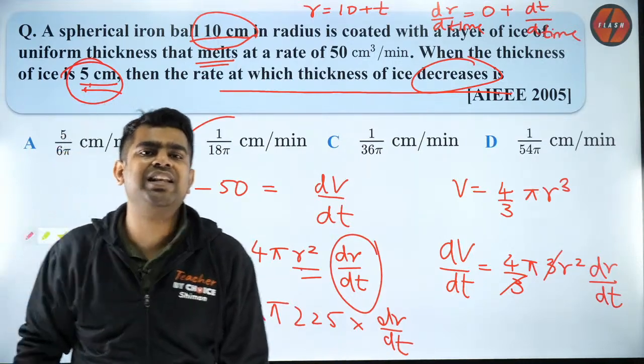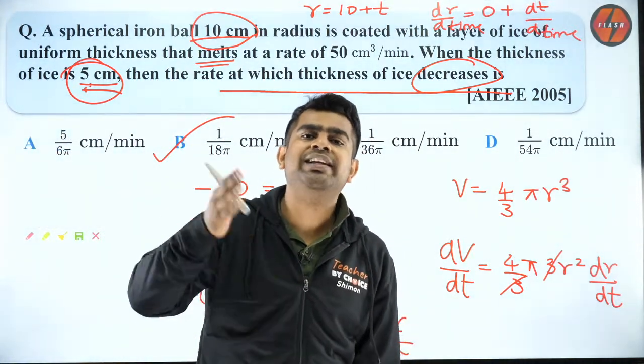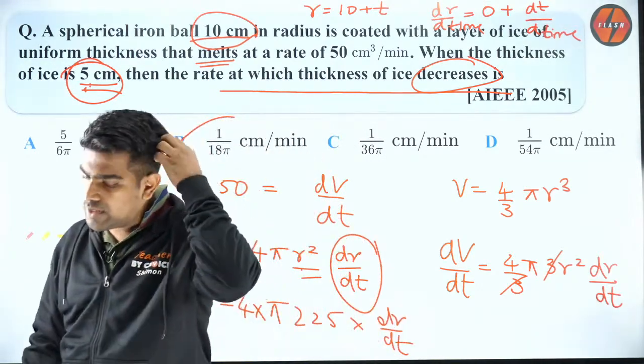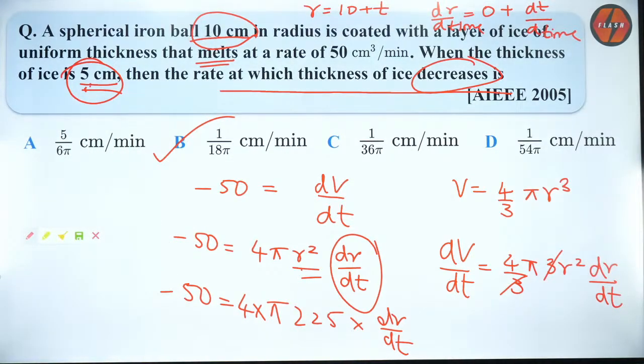For example, acceleration is minus 2. If I ask you what is the deceleration, will you tell minus 2? No, you will say 2. Got it? It takes care of the sign. Did you understand what I said? You will not say that the deceleration is minus 2. Something like that. dr by dt is minus of 1 by 18 pi, but they asked at what rate the thickness decreases. So I will tell without the sign. Understood?